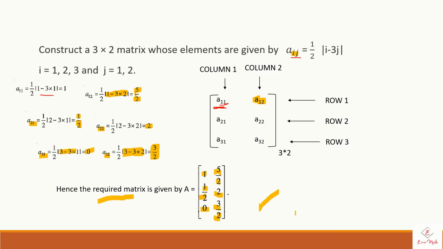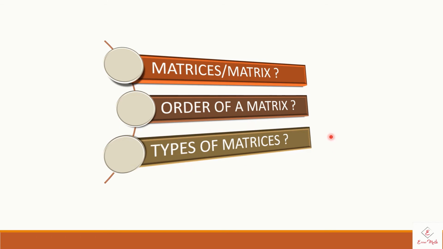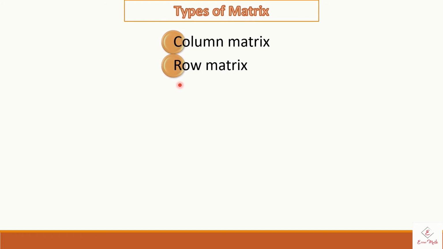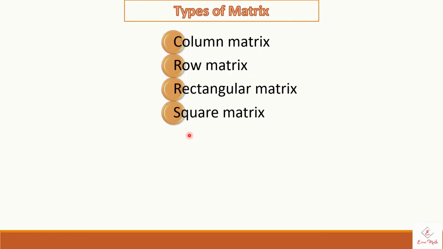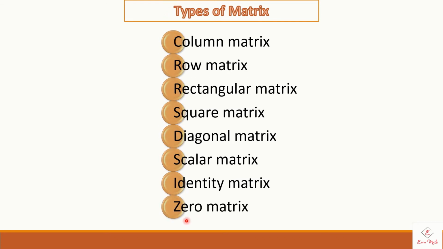So I hope you understand this concept of order of matrix and the representation of matrix, how an element is represented. So moving further now for the types of matrices. These are the types of matrices: column matrix, row matrix, rectangular matrix, square matrix, diagonal matrix, scalar matrix, identity and zero matrix. So we are going to see all these matrices in detail now.